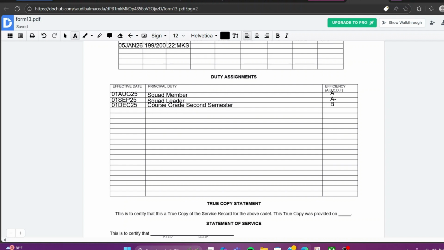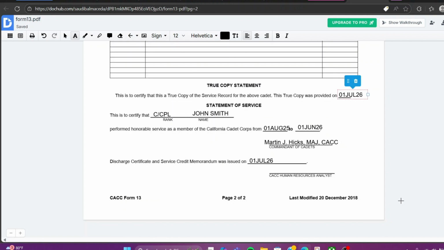Now, when it comes to pluses or minuses, so like an A plus and A minus, it is at the discretion of the grader. Now, when it comes to the graders, it can either be your commandant of cadets or the next highest cadet leader. For example, if you are the S3, then the next highest cadet leader on your chain of command would be your executive officer. Now, for this last section of the Form 13, this could either be used upon the discharge of a cadet or in the necessary event where a cadet needs a true validated copy of the Form 13.